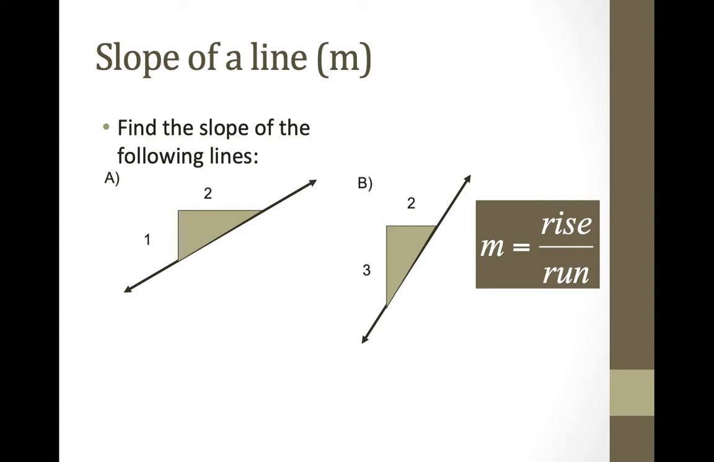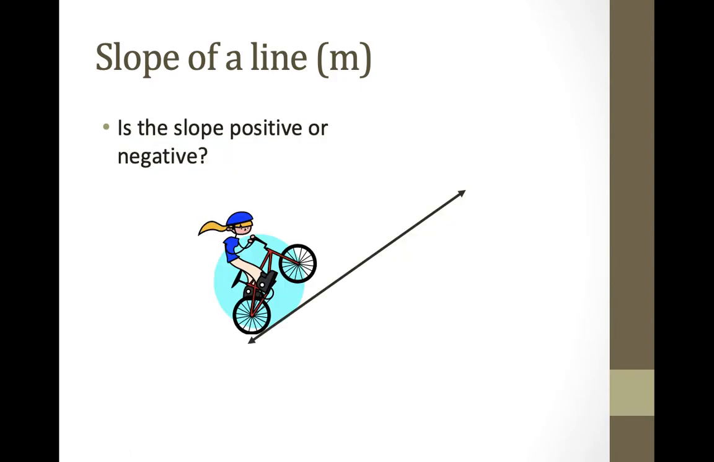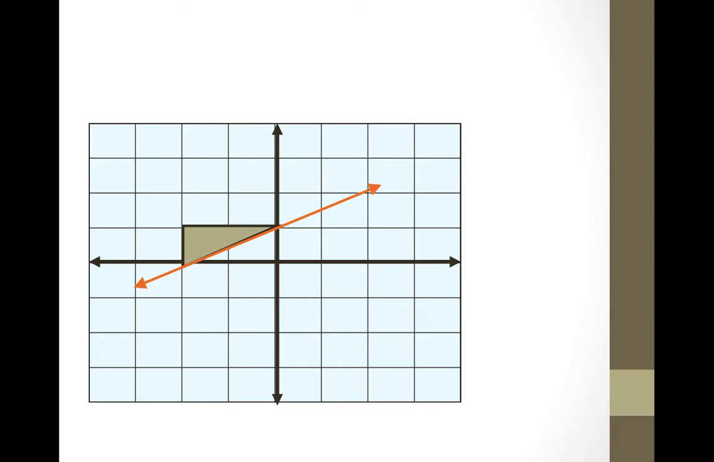Positive over positive gives you positive. Negative over negative gives you a positive. But negative over positive or positive over negative gives you a negative slope. And so positive slopes always go from left to right, kind of uphill like this. Negative slopes go down the other way. So that's what I just reiterated.